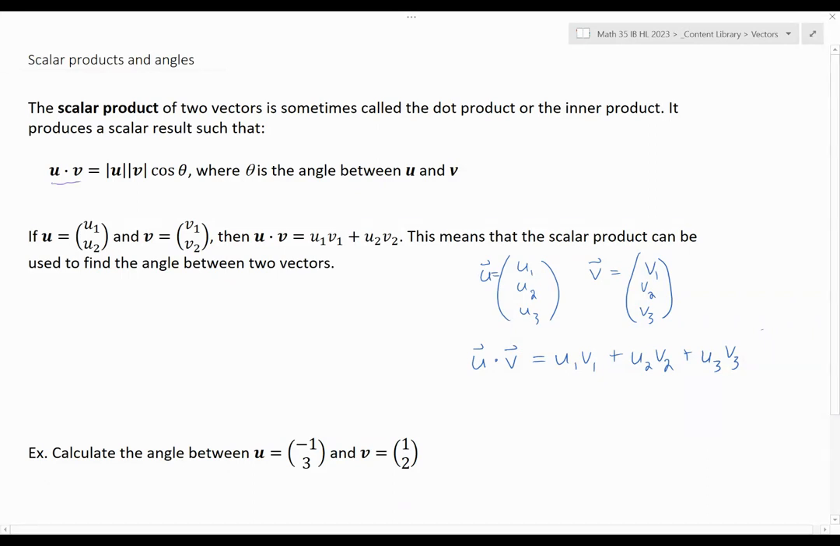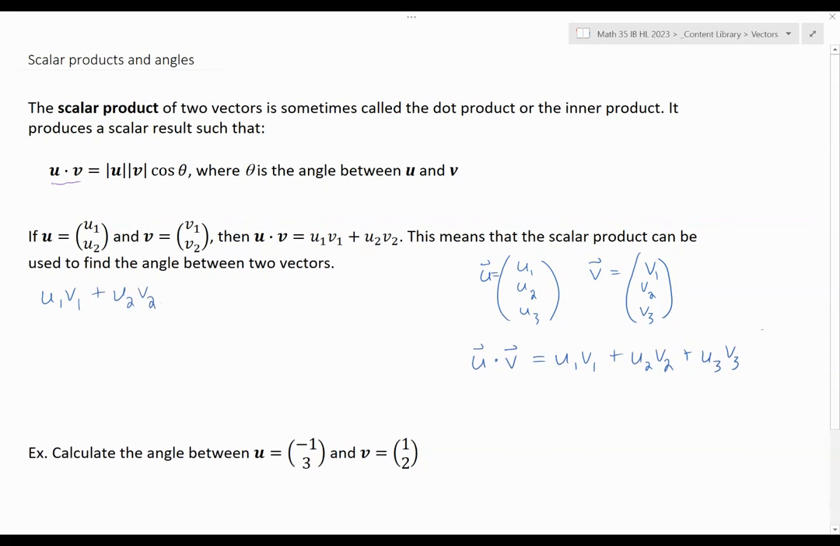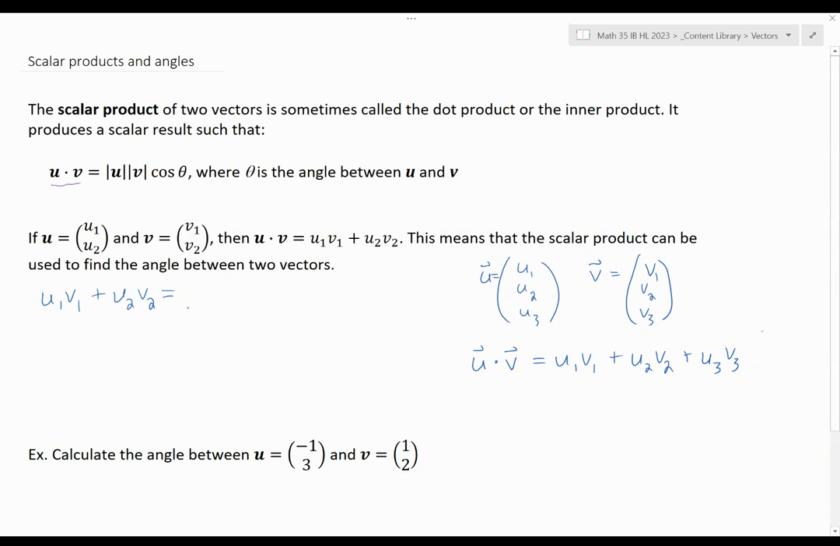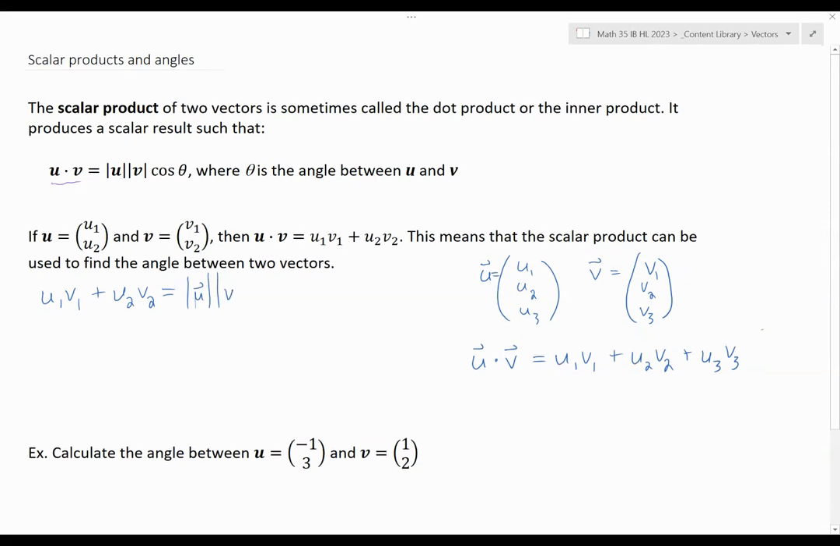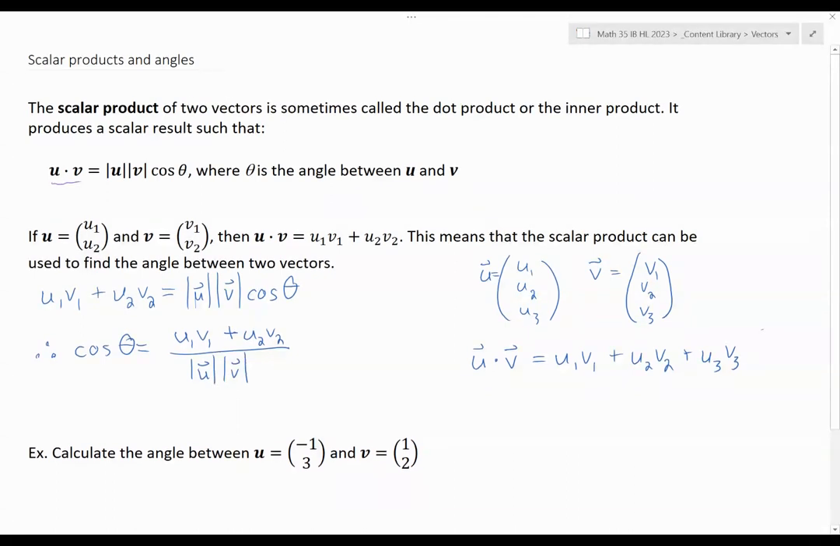Since I have those two definitions, that means the scalar product can be used to find the angle between two vectors. So if I say, for example, let's drop back to just two-dimensional vectors here, but it still applies to 3 dimensions, u1 v1 plus u2 v2 as one of the scalar product definitions equals the magnitude of the first vector times the magnitude of the second vector times the cosine of the angle between them, then that means that the cosine of the angle between them has to equal the sum of the products of the corresponding components divided by the product of the magnitudes. So we can use that information.